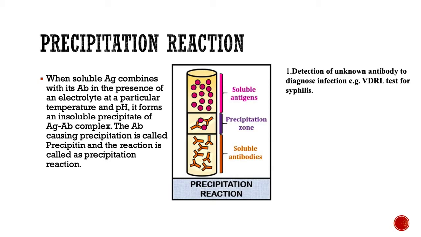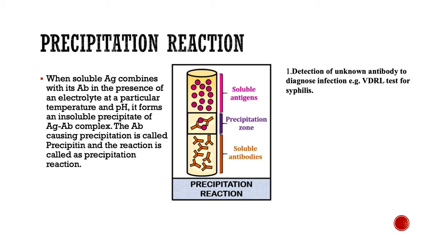So what are the applications of precipitation reaction? That means how can the precipitation reaction be helpful in our medical field? The first one is detection of unknown antibody in any kind of infectious condition. An example is the VDRL test for syphilis.